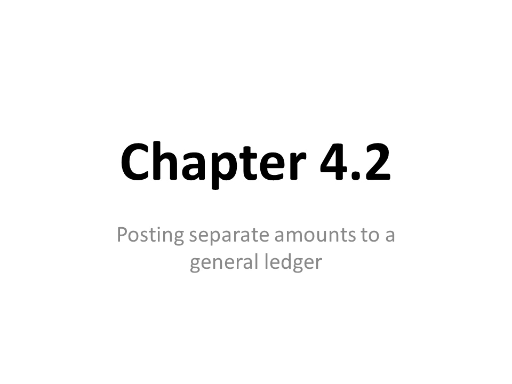Chapter 4.2, Posting Separate Amounts to a General Ledger. Once again, in Chapter 4, we are taking the information that we recorded from a journal, and we are going to be moving it over to a general ledger. The reason we move it over to the general ledger is that it allows us to organize it, be more efficient, and know exactly what our balances are and what we owe.